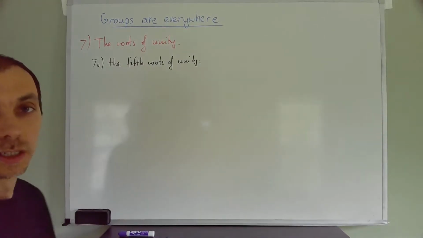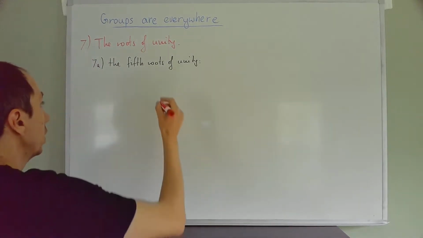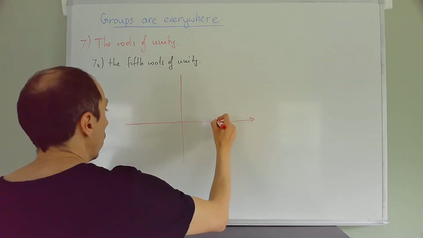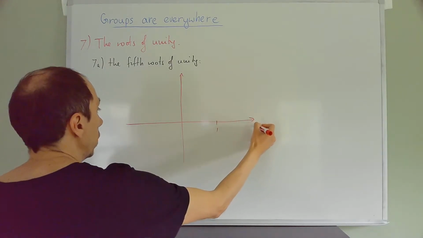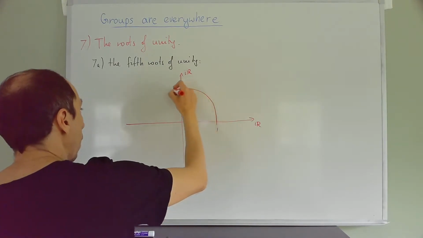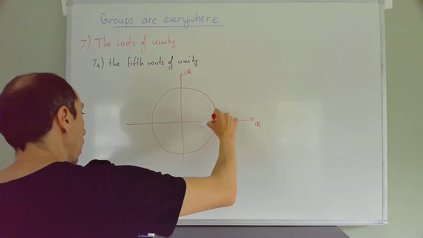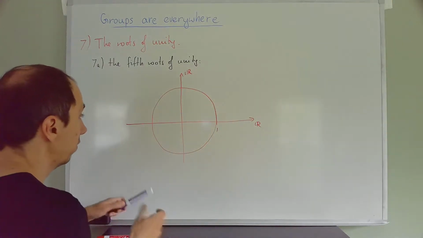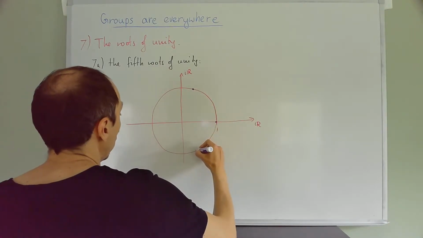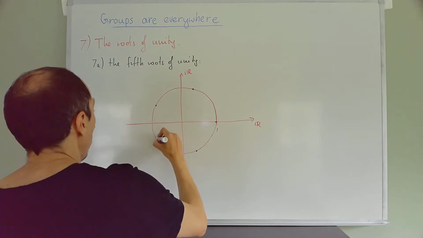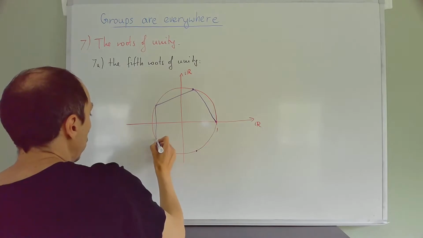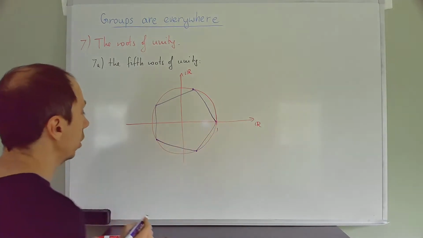So we have this picture, right? One, the real axis, the imaginary axis. We draw the unit circle. Okay, and we have these five fifth roots of unity that form this really pretty picture of a regular pentagon.